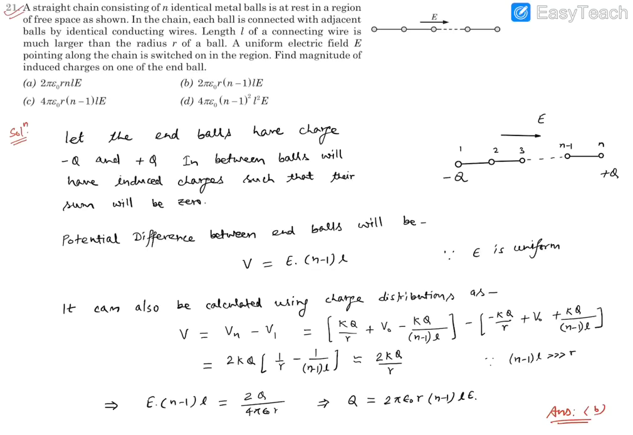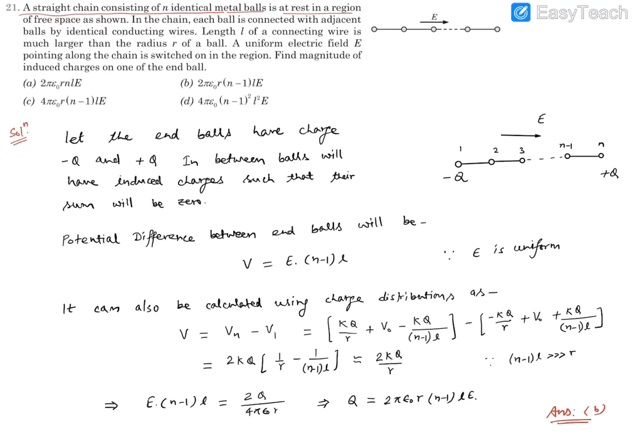21st problem. This problem reads: a straight chain consisting of n identical metal balls are at rest in a region of free space. In the chain, each ball is connected with adjacent balls by an identical conducting wire. The length of the connecting wire is L, and this is much larger than the radius of the ball, which is smaller. A uniform electric field E pointing along the chain is switched on in this region. We need to find the magnitude of induced charges on one of the end balls.